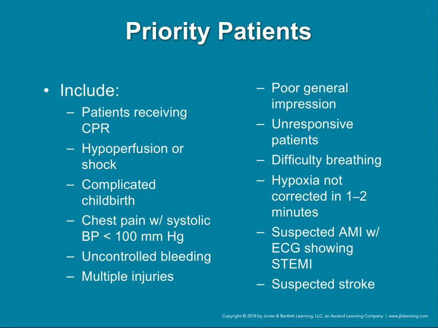Here are some other examples of your high priority patients. Somebody receiving CPR is a high priority patient, but that doesn't mean that they're a load and go patient. You may be doing the CPR on scene for a while before packaging them, but a post-arrest patient should be transported high priority. Hypoperfusion or shock, of course, that's your go-to, right? Hypoperfusion shock is going to be an unstable or sick patient. Complicated childbirth is a pretty bad patient. Chest pain, systolic blood pressure less than 100. That's an unstable chest pain or unstable angina. That's no good. That's a pretty critical patient.